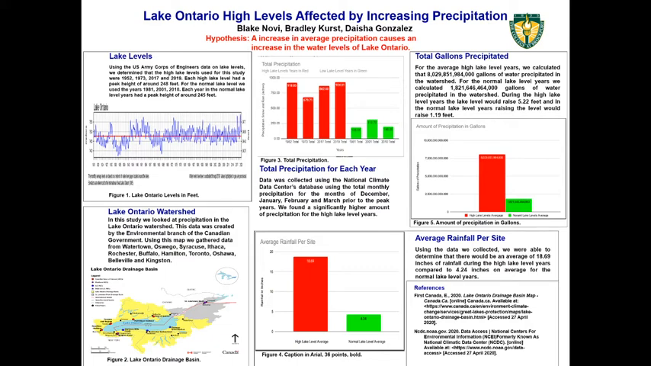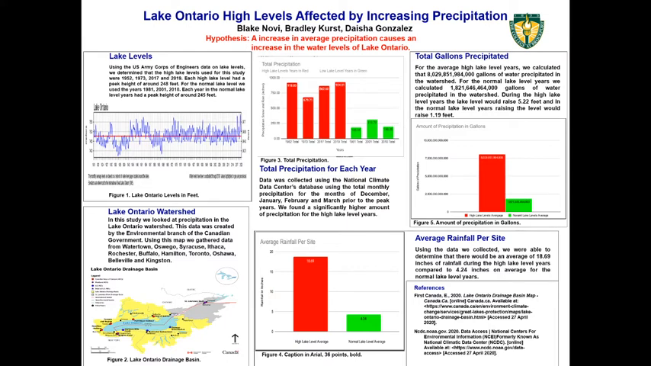On the US side, we determined we wanted to collect data from Watertown, Oswego, Syracuse, Ithaca, Rochester, and Buffalo. For the Canadian side, we decided to use Hamilton, Toronto, Oshawa, Belleville, and Kingston.